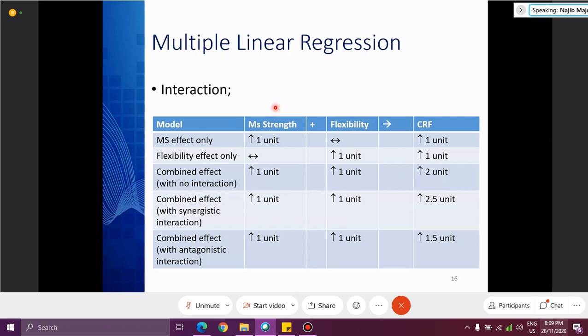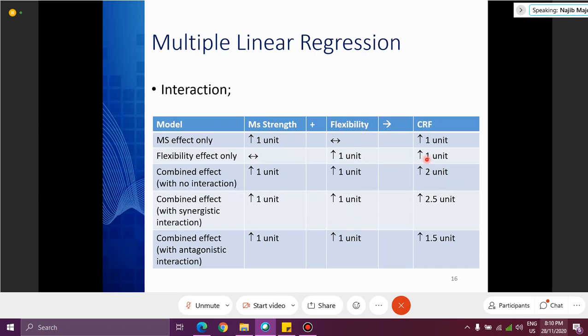Okay, so regarding interaction, for example, you have two independent variables, muscle strength and flexibility, and the outcome variable is cardiorespiratory fitness. When muscle strength increases, flexibility does not increase, and CRF increases by 1 unit, we call it muscle strength effect only. The effect of only this one variable.